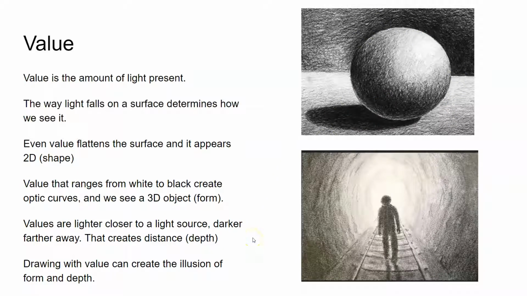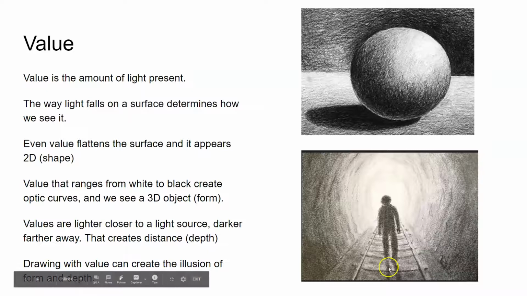Values that are lighter are closer to a light source and darker further away, and that creates depth. The light source could be close to you or far away. In the picture of the boy walking on the railroad tracks in the tunnel, there is light at the end of the tunnel, and that is further away.